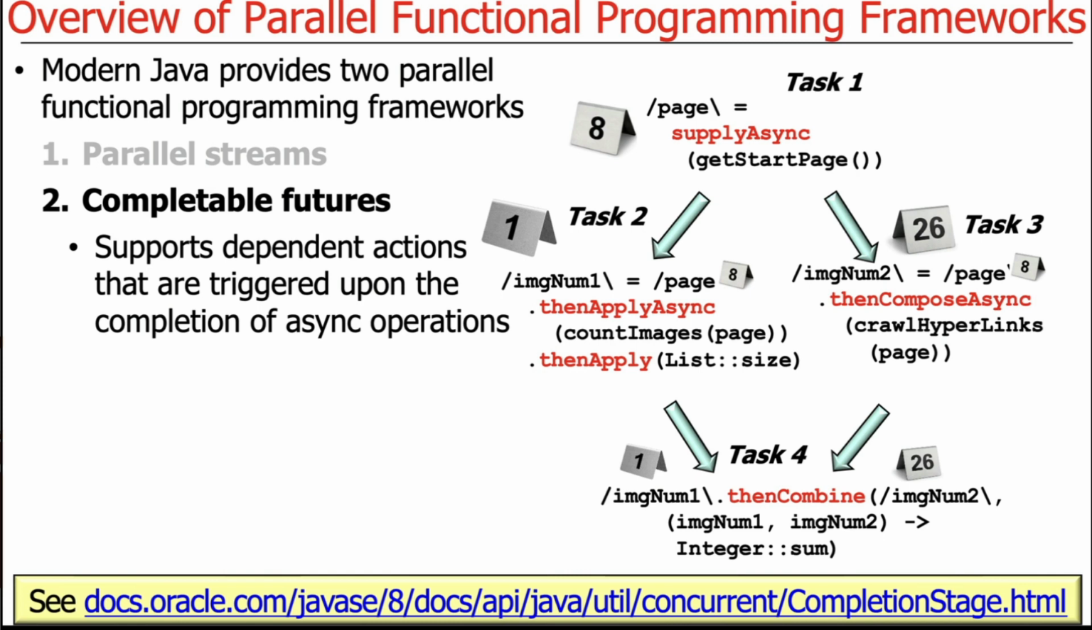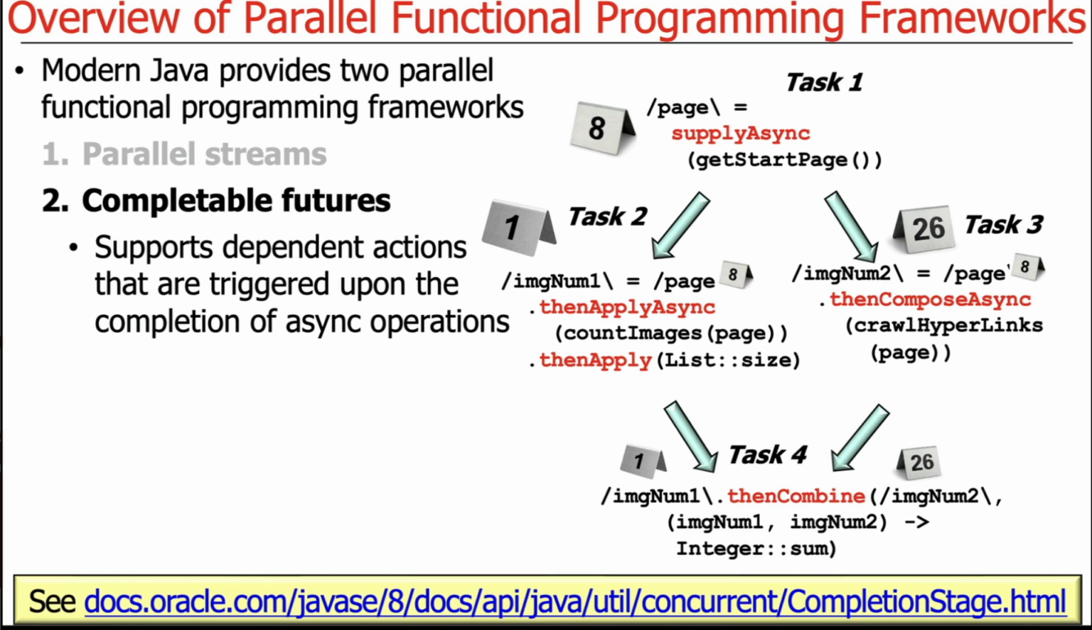So what happens is we start the asynchronous downloading of a web page, and then we can split at that point. We can fork to two different subtasks that run in parallel. One can go and asynchronously count the number of images on that page, and the other can go ahead and asynchronously traverse all the links on that page, and then count the number of images on each of those pages.